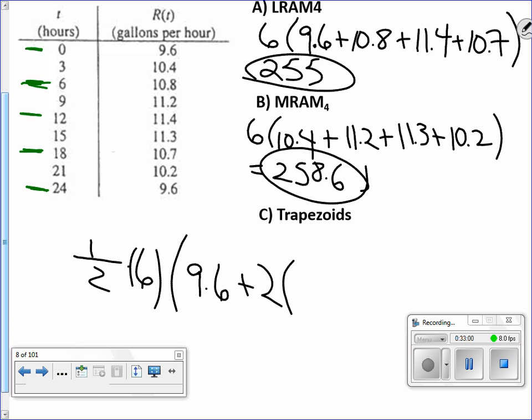All right, what numbers go in here? The 10.8 plus 11.4, 10.7, close the doubling, right? So we don't use those midpoint y values. And then the last one is the 9.6.